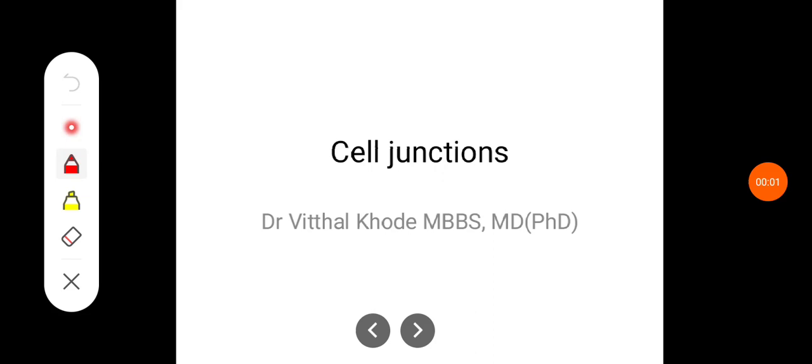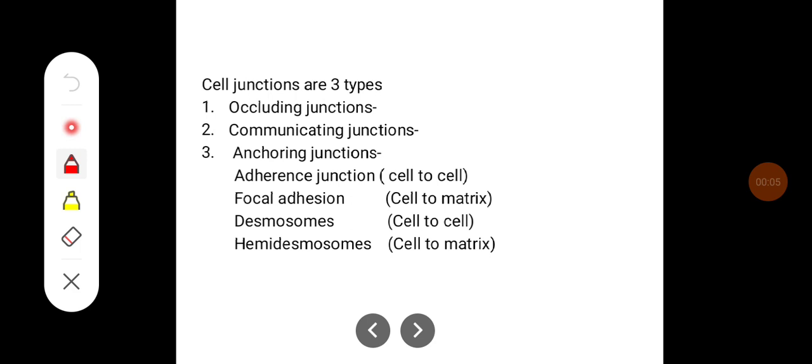Everyone, here we will try to learn about the cell junctions. The cell junctions can be of three types: occluding junctions, communicating junctions, and anchoring junctions. Occluding junctions, for example, tight junctions; communicating junctions, for example, the gap junctions. Anchoring junctions can be of adherens junction, focal adhesion, desmosomes, or hemidesmosomes.